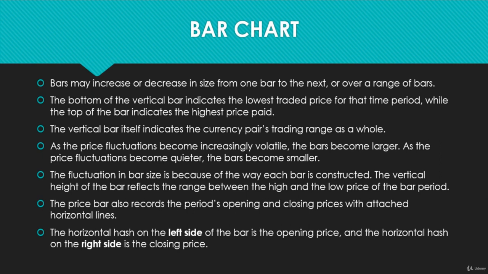The fluctuation in bar size is because of the way each bar is constructed. The vertical height of the bar reflects the range between the high and the low price of the bar period. The price bar also records the period's opening and closing price with attached horizontal lines. The horizontal hash on the left side of the bar is the opening price, and the horizontal hash on the right side is the closing price.